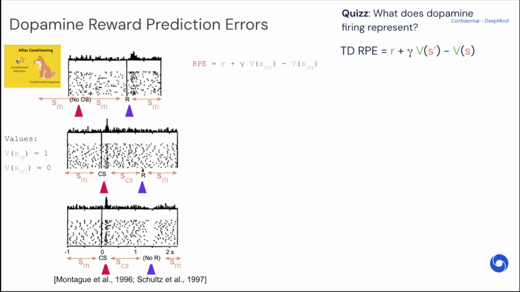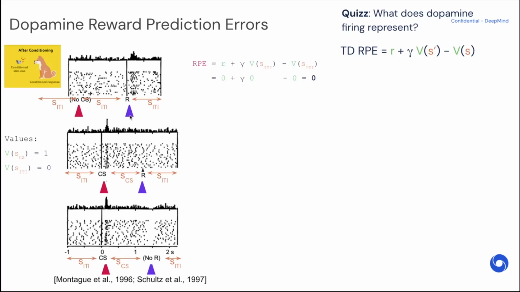So this is just one. At the red triangle, there's no reward. So we're just talking about this time window here. There's no reward, so 0, exactly. We don't get a reward here, and we move to a state that's not interesting, and we come from a state that's not interesting, so the RPE is 0. And indeed, there's no firing here.